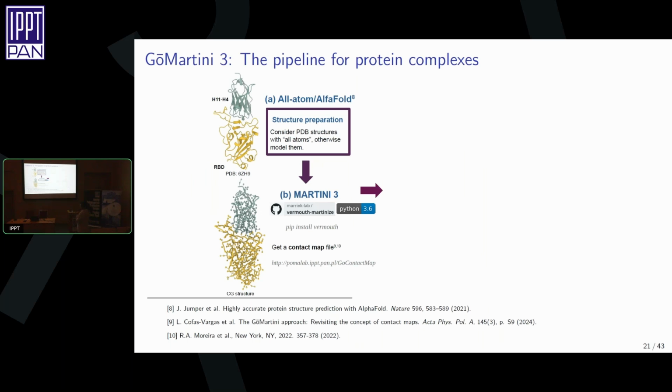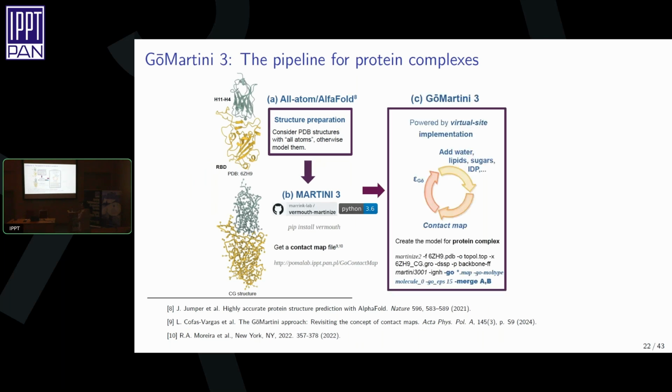So nowadays, to use GōMartini, you need to install Vermouth. It's the only main tool at the moment. Once you have that, and once you create a contact map, or even these days, Vermouth has been optimized to create a contact map on the fly, you can also skip this step of going to our web server. So everything is very much embedded on the Martini level.